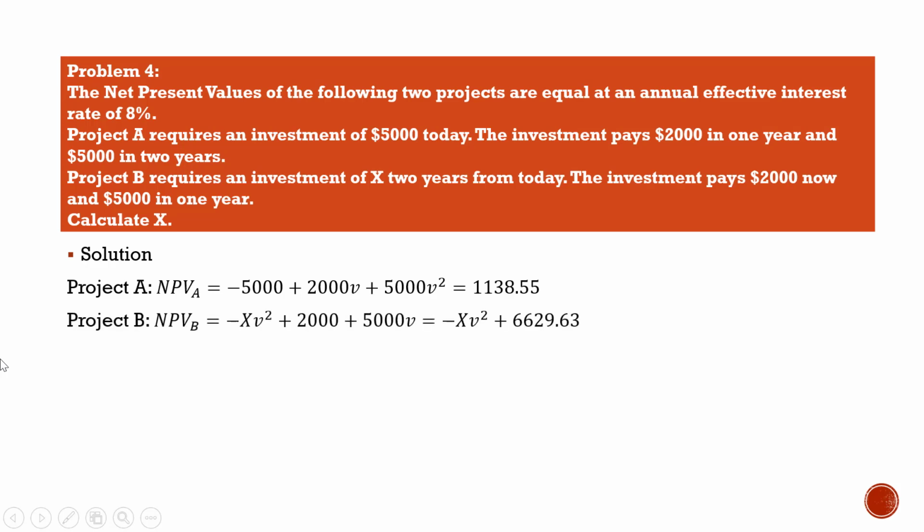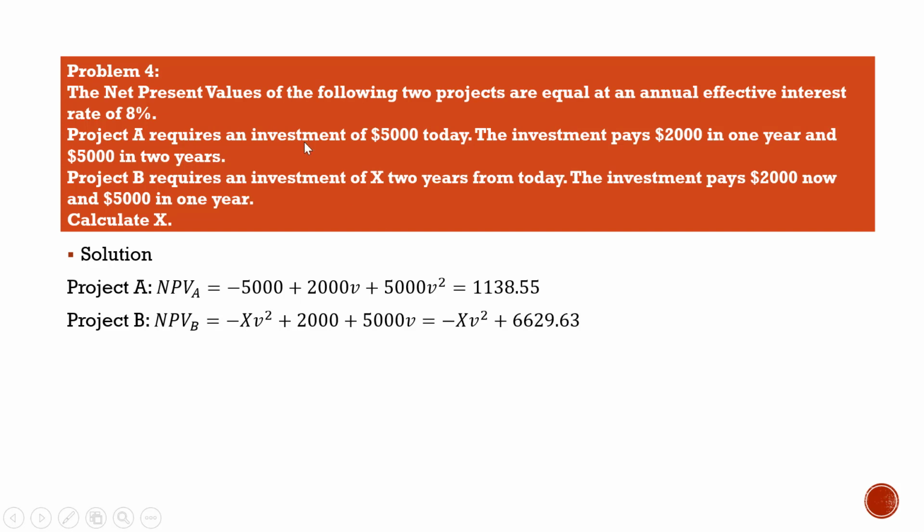Now we look at project B. At time 0, the investment pays 2,000. So we have 2,000 at time 0. But you have to pay X dollars in 2 years. So that's negative X times v squared, because this is the liability, the cash outflow. So negative X at time 2, and to find the present value we multiply by v squared. And $5,000 in 1 year is the cash inflow, so we have 5,000 times v. And this net present value is negative Xv squared plus 6,629.63.